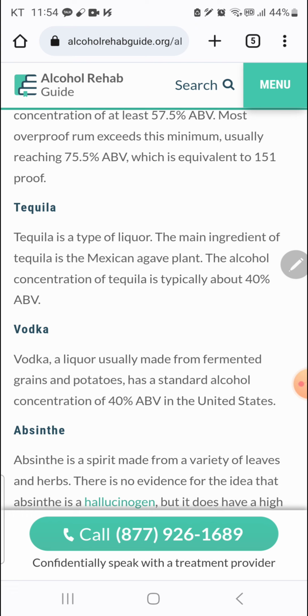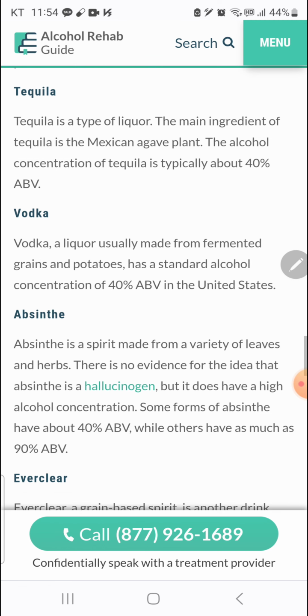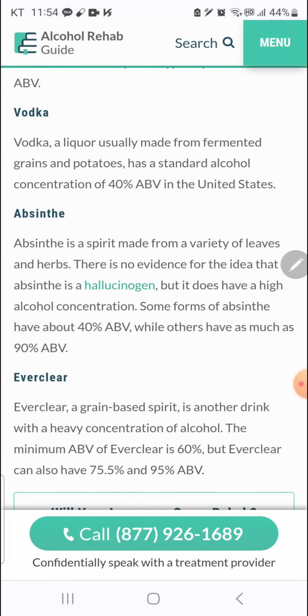Tequila is a type of liquor. The main ingredient of tequila is the Mexican agave plant. Vodka. Vodka is a liquor usually made from fermented grains and potatoes. It has a standard alcohol concentration of 40% ABV in the United States.